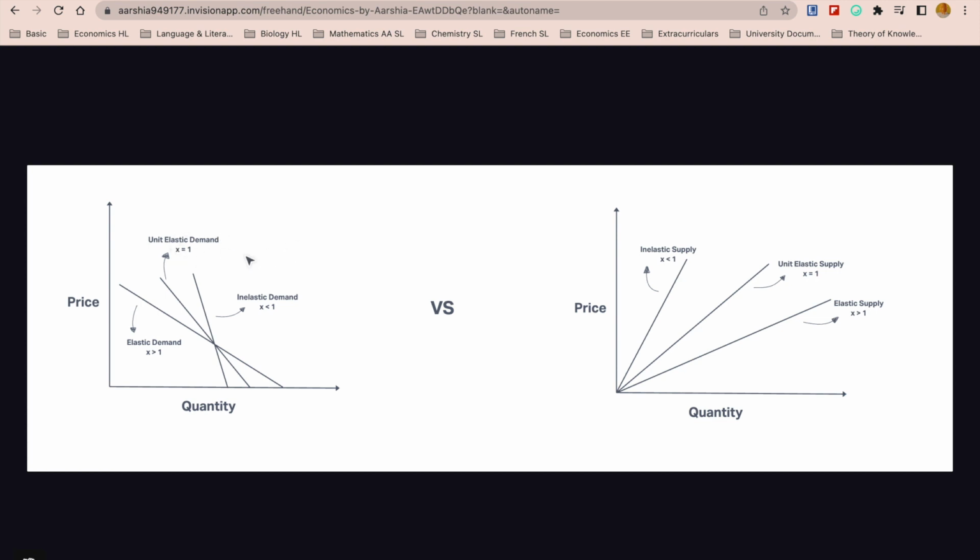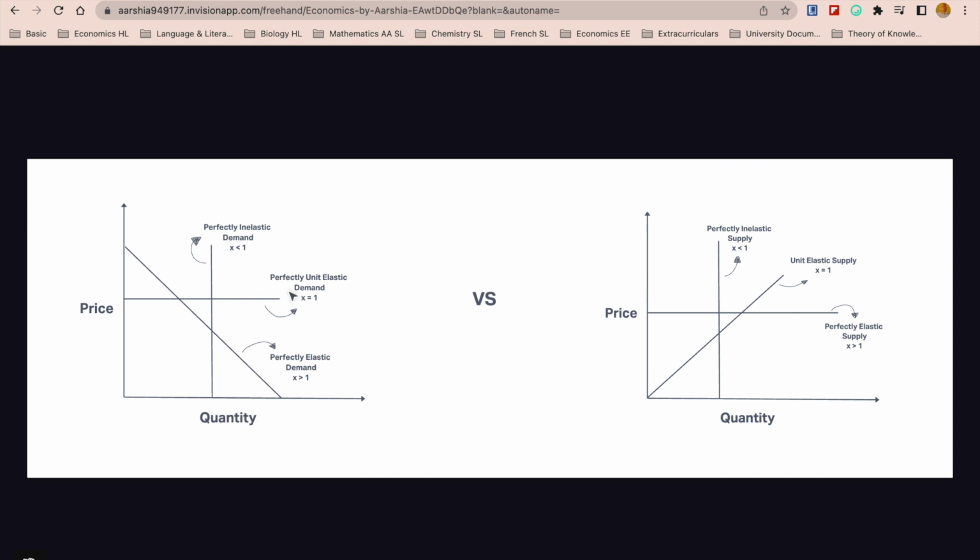Now, let me show you two new graphs. These two new graphs look a little different to the ones that we saw previously because they are actually a theoretical graphical representation of what perfectly inelastic, elastic, and unit elastic demand and supply are supposed to look like. So let's go with the supply curves this time.